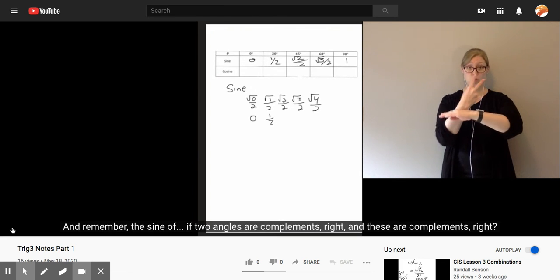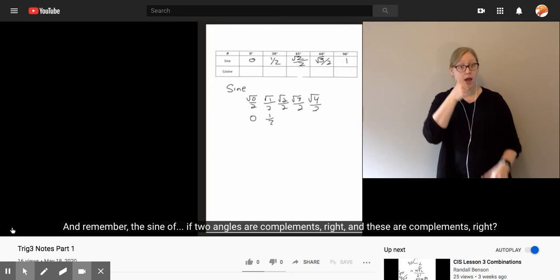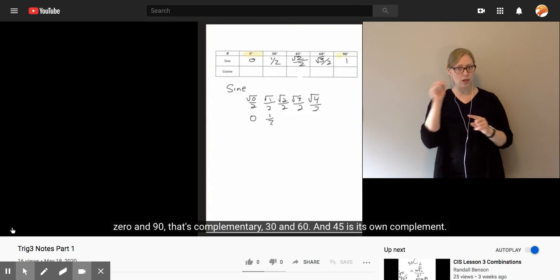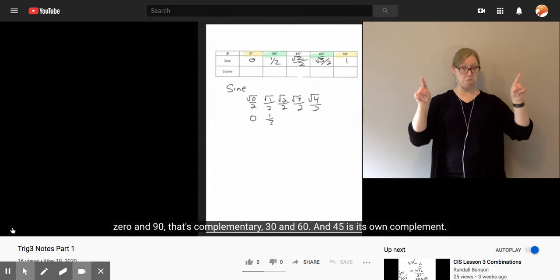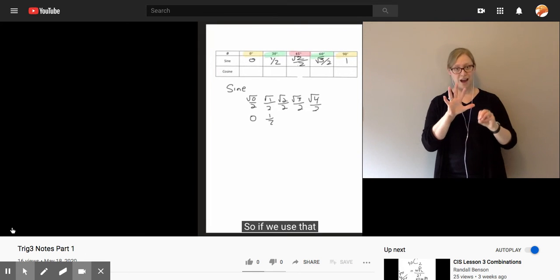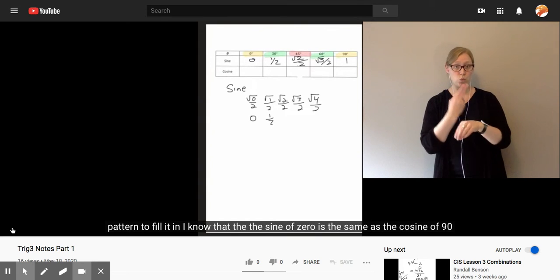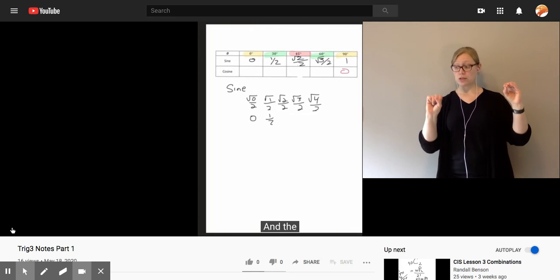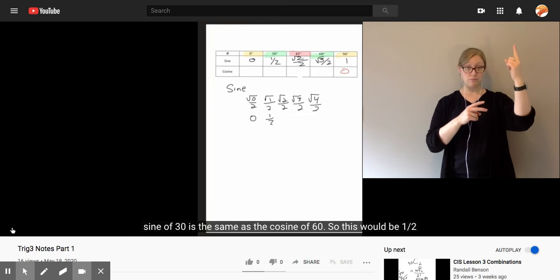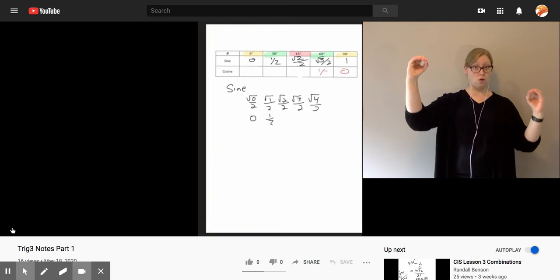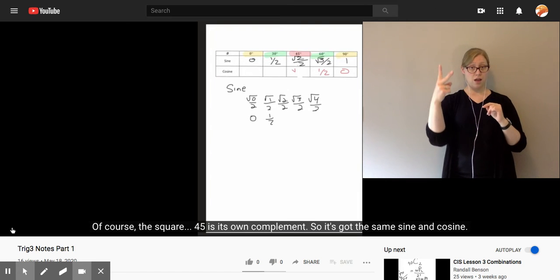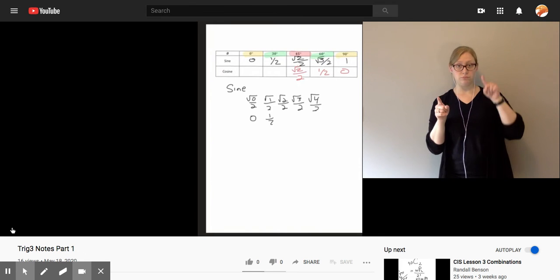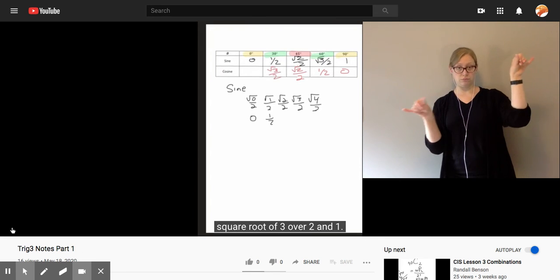And remember, if two angles are complements, and these are complements, if we look at the pattern here, we have 0 and 90, that's complementary, 30 and 60, and 45 is its own complement. So if we use that pattern to fill it in, I know that the sine of 0 is the same as the cosine of 90, so this would be 0. And the sine of 30 is the same as the cosine of 60, so this would be a half. Of course, 45 is its own complement, so it's got the same sine and cosine. And then square root of 3 over 2 and 1.